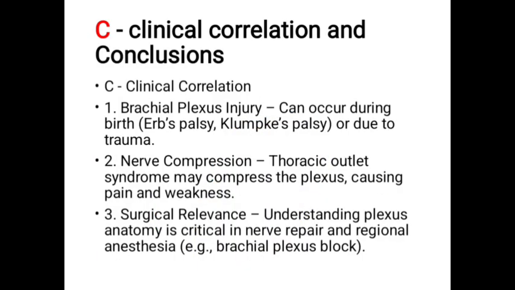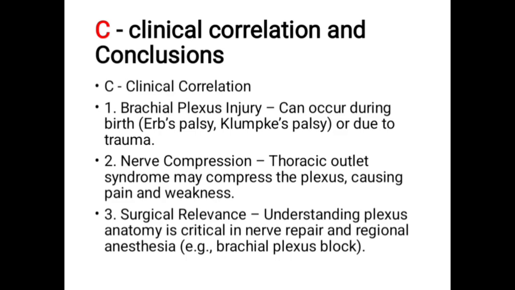Finally, we have the clinical correlation and the conclusion. From our question, they asked us to write notes on applied anatomy. The applied anatomy here means the clinical correlation. And the clinical correlations I want you to know about the brachial plexus are as follows. 1. Brachial plexus injury. Brachial plexus injury can occur during birth, forming Erb's palsy or Klumpke palsy, and these are due to trauma during birth.